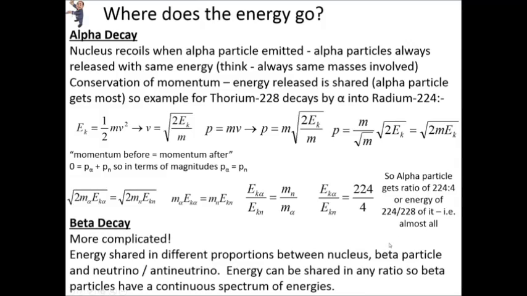All right, and in terms of beta decay, it's more complicated because we've got the energy being shared between the nucleus, a beta particle, and a neutrino or antineutrino, depending whether it's positron decay or beta negative electron decay. So because this energy can be shared in any ratio, the beta particles can have a continuous spectrum of energies. It's not as simple as the alpha decay, whereas the alpha particles always come out with a particular energy.